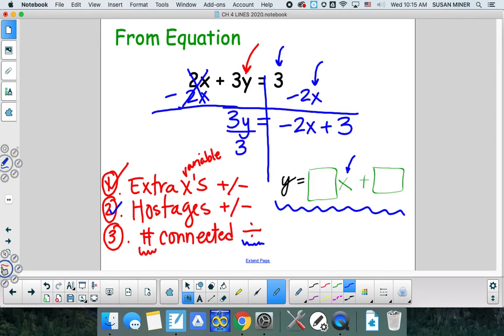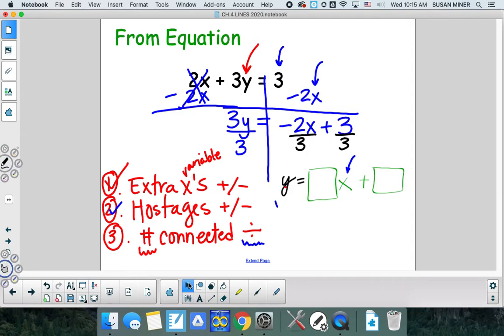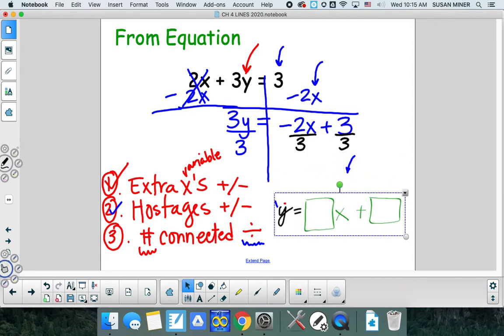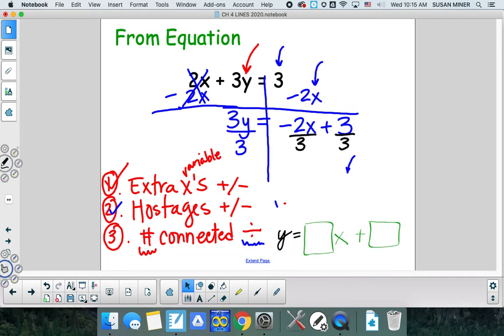And so I just want to divide this side by 3. But because I'm dividing, I have to divide this side by 3. And when I divide multiple terms, I just divide each individual term by 3. If you'll remember, that's kind of what we did in Unit 2. I hope it's starting to come back for you. Hold on, I just want to move this down so I have a little bit more room here. Okay, so I divide each individual term by 3.